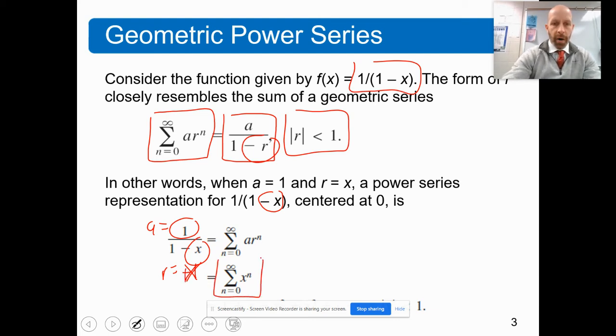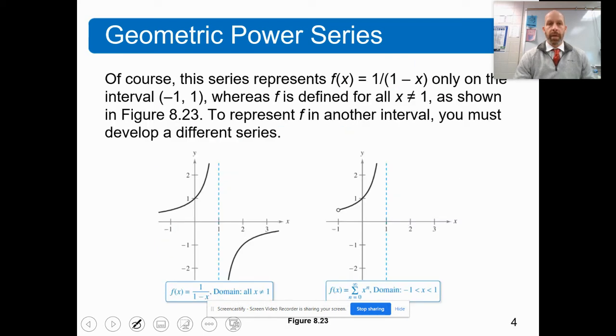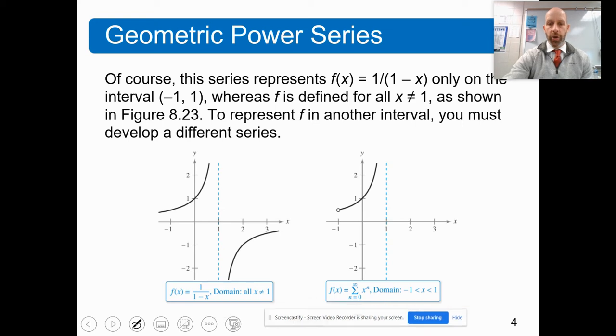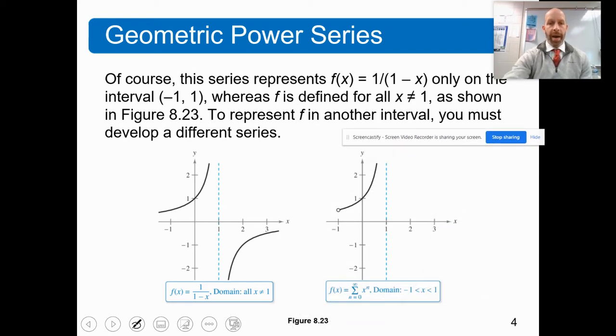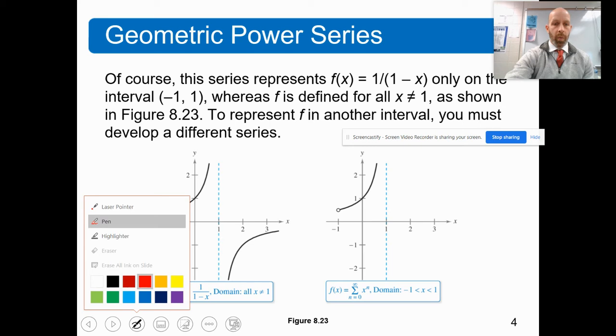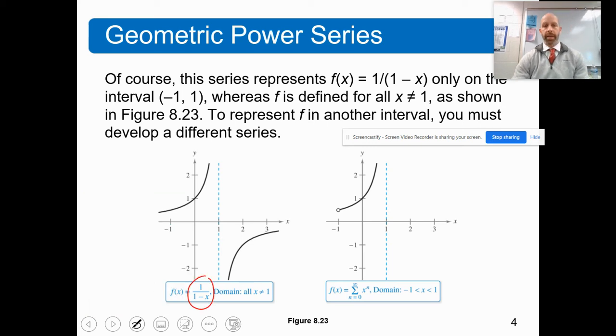In other words, our power series representation for 1 over 1 minus x is simply the sum from n equals 0 to infinity of x to the n, and that's when it's centered at 0. Of course, the series is only a representation of f of x on the interval from negative 1 to 1. On the left here, we have our function 1 over 1 minus x, and its domain is all real numbers except for x equals 1.